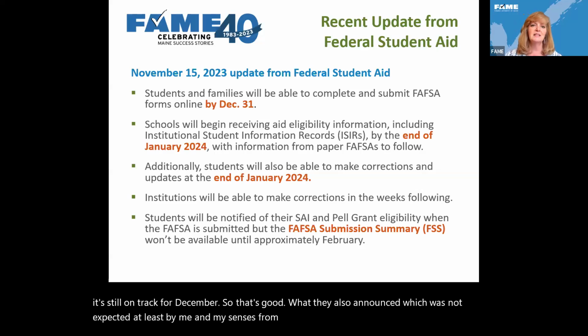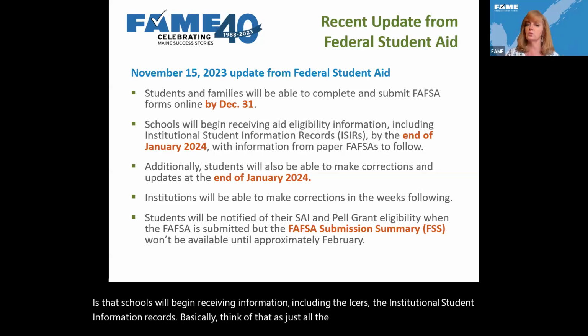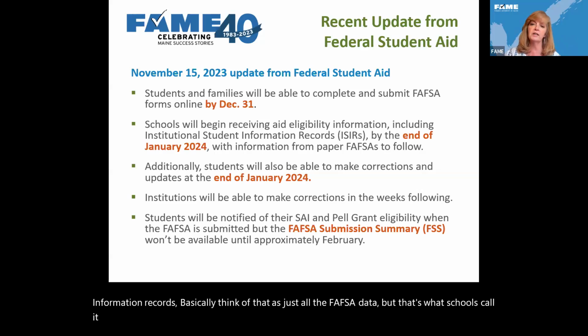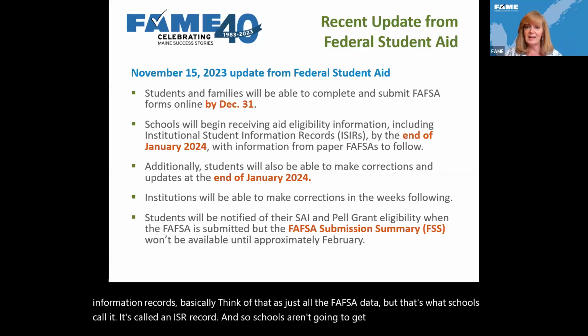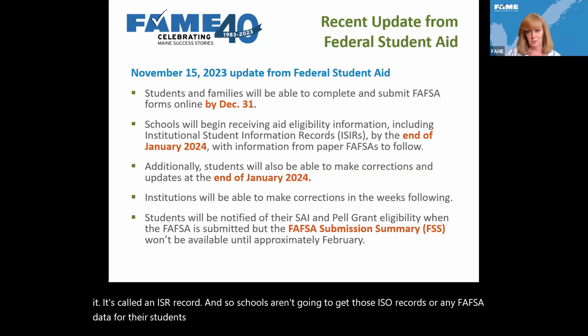So that's good. What they also announced, which was not expected, at least by me and my senses from others as well, is that schools will begin receiving information, including the ISIRs, the Institutional Student Information Records. Basically, think of that as just all the FAFSA data, but that's what schools call it. It's called an ISIR record. And so schools aren't going to get those ISIR records or any FAFSA data for their students until the end of January. So that was surprising.